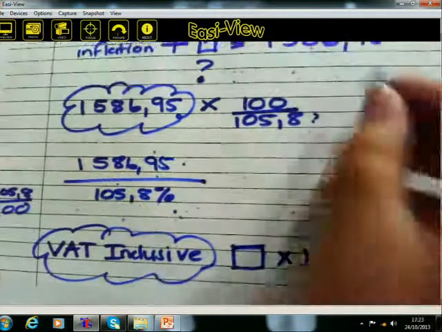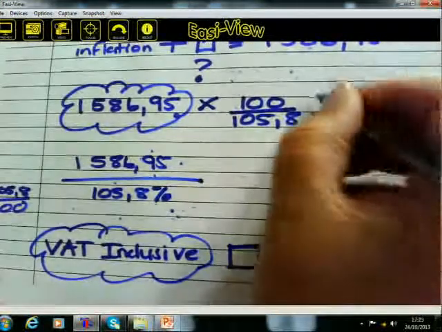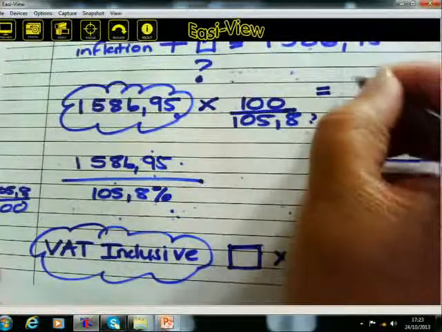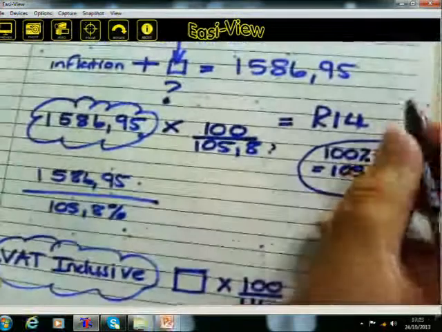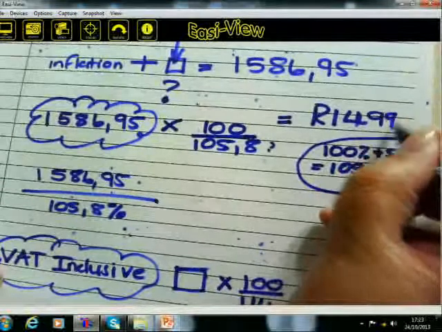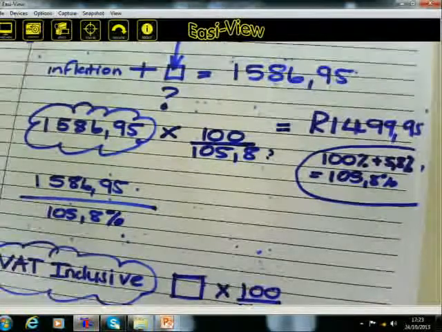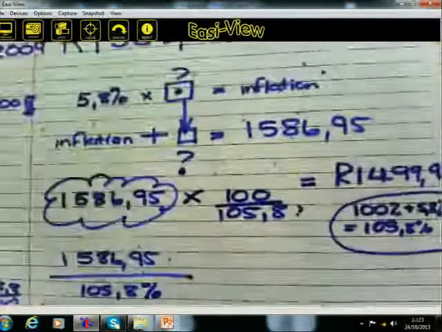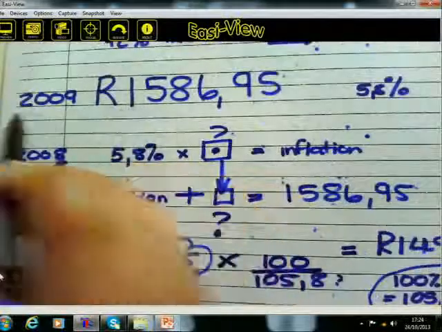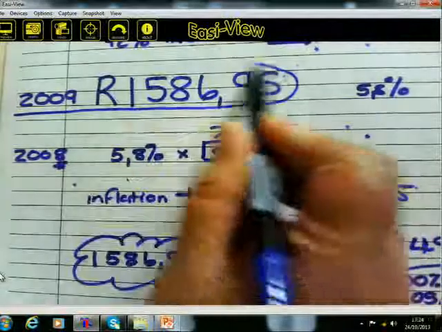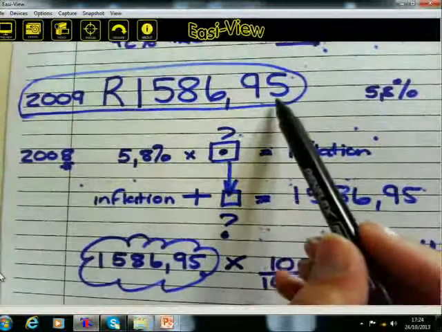And if I calculate that, sorry, let me just put that aside. It will give you 1,499 Rand 95. So that bicycle, that was in the second year, in 2009, that bicycle was 1,586 Rand 95.